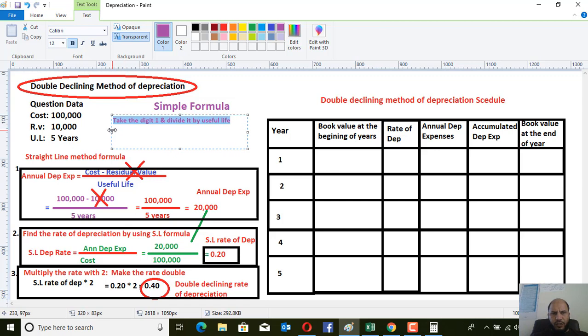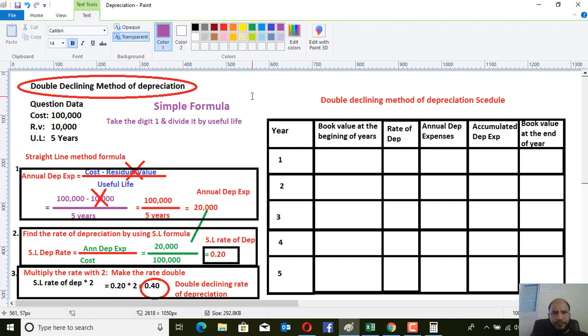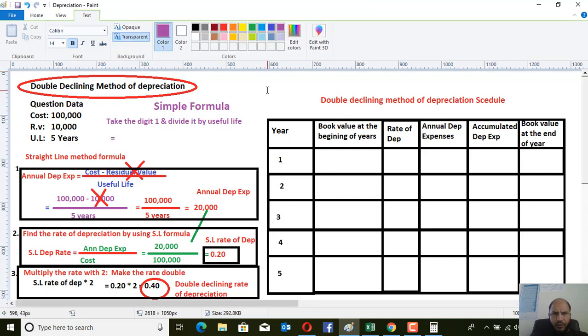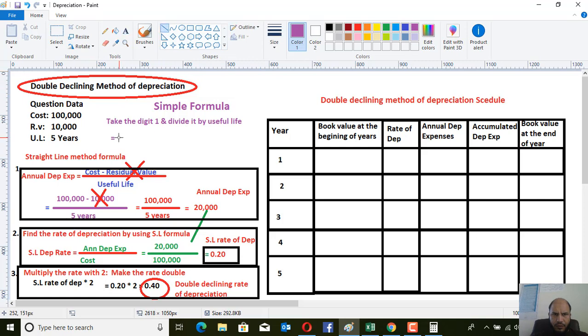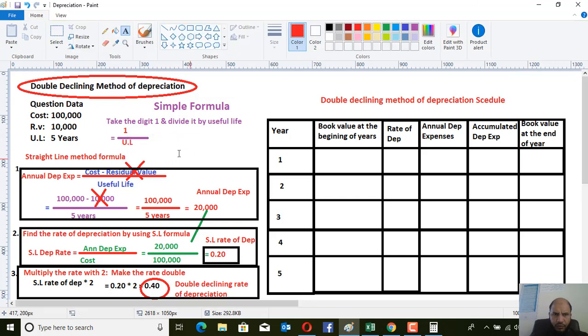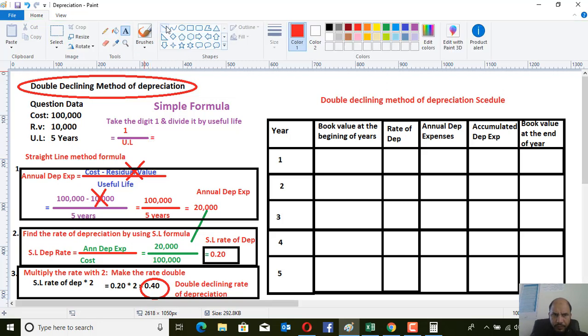So we will take the digit 1 and we will divide it by the useful life of the equipment. So see how we can do it. Here I will write down 1 divided by useful life, U.L. So this is equal to, and we will again have the same thing.